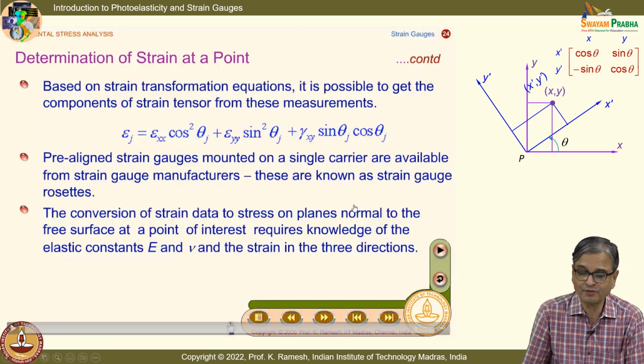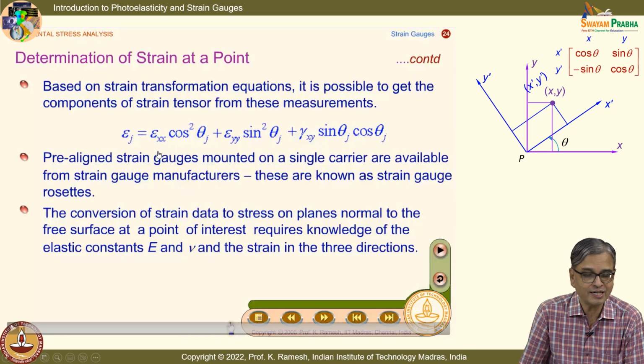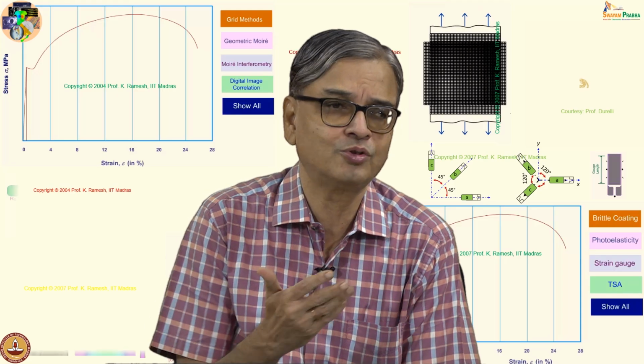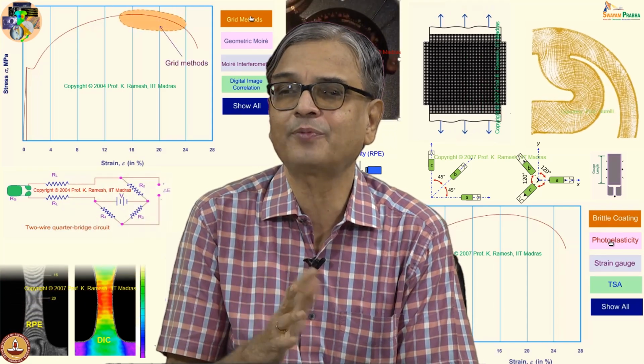And the reason why I have put this is, you should have written this transformation law. This is nothing but epsilon x prime x prime. Epsilon j, what is indicated here, is nothing but epsilon x prime x prime. That is given as epsilon xx cos squared theta, plus epsilon yy sin squared theta, plus gamma xy sin theta cos theta. So you have to use this and then extract the value of strain at the point of interest.